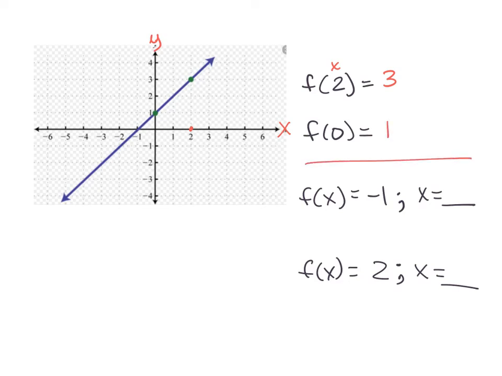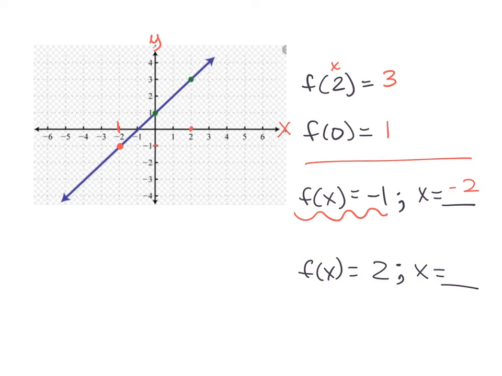Well, here's where it gets a little bit tricky. When it says f of x equals -1, that doesn't mean when x is -1. That means that when the function is equal to -1, or when y is equal to -1. So if I come over here to where y is -1, I see that there is a point right here where x is -2. It's a little bit backwards than probably what you're thinking.